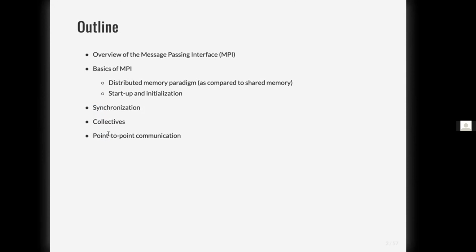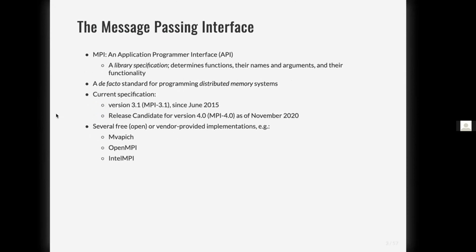Okay. So when talking about MPI, at least in the introduction, I will be contrasting it a bit to OpenMP, which you might be more familiar with. MPI is an API, in the computer science sense. So it's a library specification. The library specifies functions, their names and arguments, and their functionality.